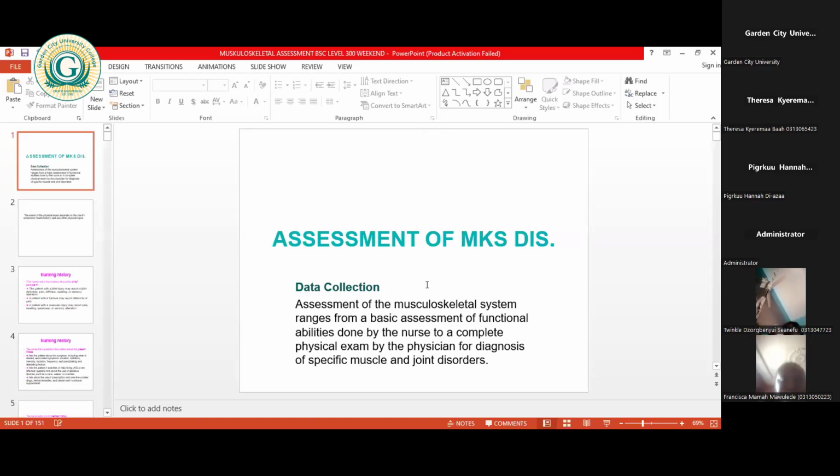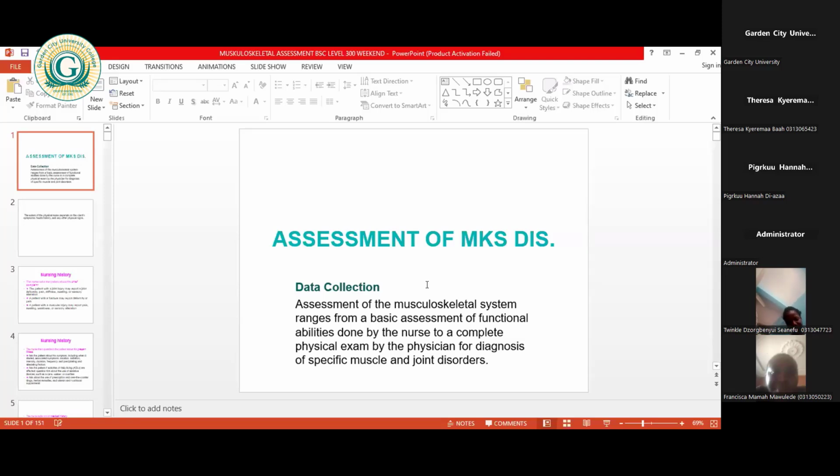So we want to start musculoskeletal assessment, disorders of the musculoskeletal system. As a nurse, it is in your jurisdiction to do assessment for patients who come to you with disorders of the musculoskeletal system. Before you do any assessment, the first thing you need to do is data collection. So under data collection, what do you ask for?